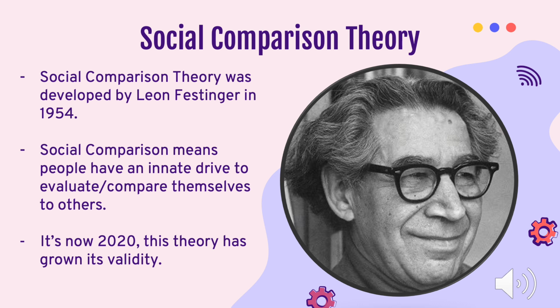Social comparison theory was developed by Leon Festinger in 1954. His theory proposed that people have an innate drive to evaluate themselves, often by comparing themselves to others. It's now 2020, and this theory has grown its validity, since our survey reveals that 90% of ULIS students admitted that they always compare their appearance to Instagram's body images.